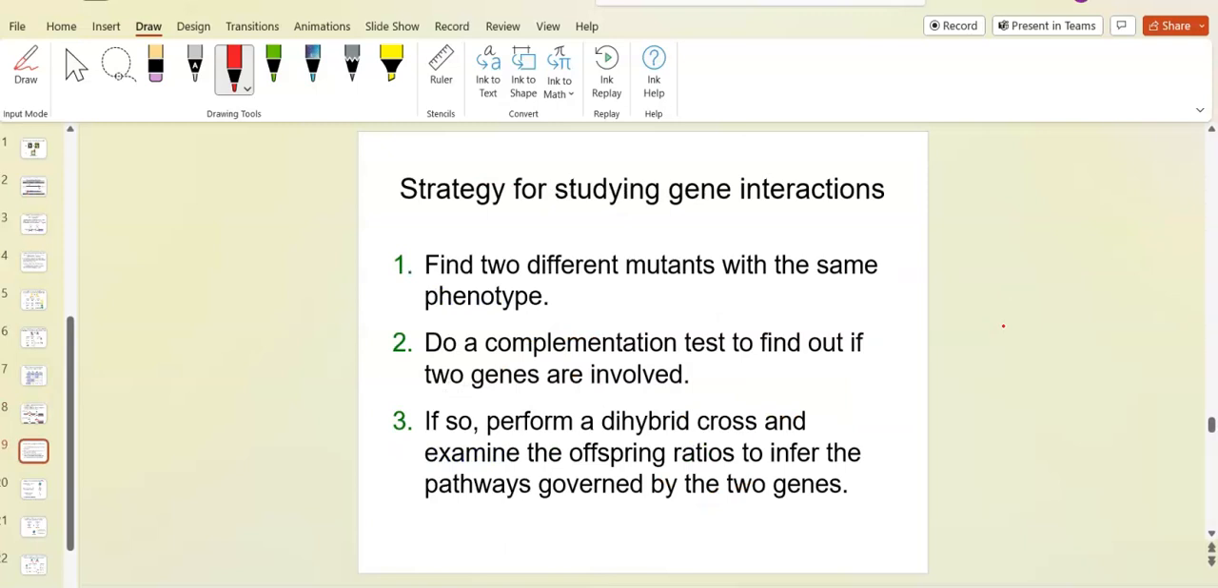So studying gene interactions, it's basically find two different mutants with the same phenotype, do a complementation test to find out if two genes are involved. If they are, do the dihybrid cross and examine the offspring ratios.